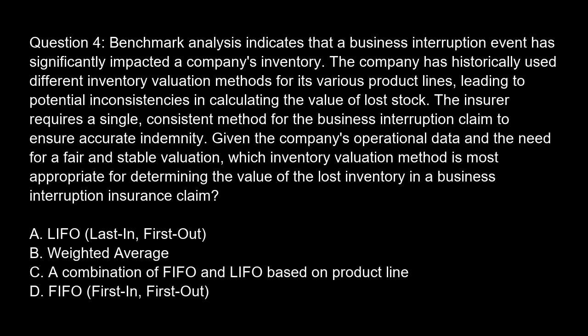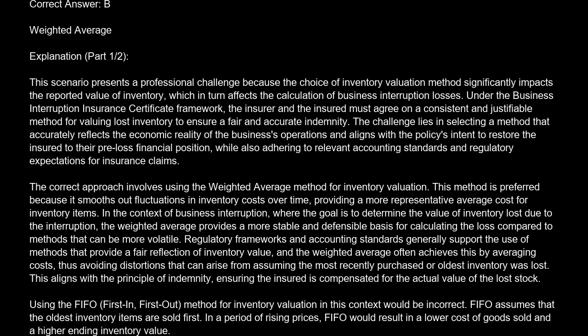Option A, LIFO, last in, first out. Option B, weighted average. Option C, a combination of FIFO and LIFO based on product line. Option D, FIFO, first in, first out. The correct answer is B, weighted average.